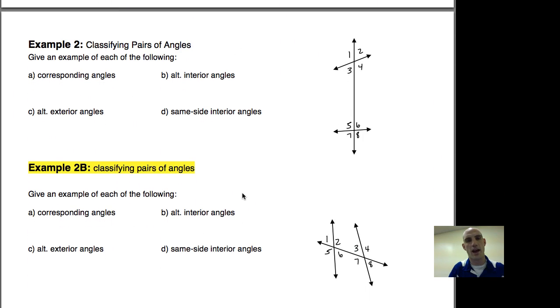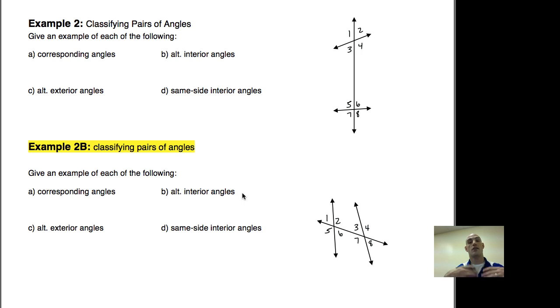So let's do an example here. I've given you 8 angles here. So we have 2 lines that are cut by a transversal, and so I want you to name an example of each of the following corresponding angles. Remember, if I drew these windows on here, corresponding angles are going to be in the same relative position. So like 1 and 5, upper left, 2 and 6, upper right, 3 and 7, lower left, 4 and 8, lower right.